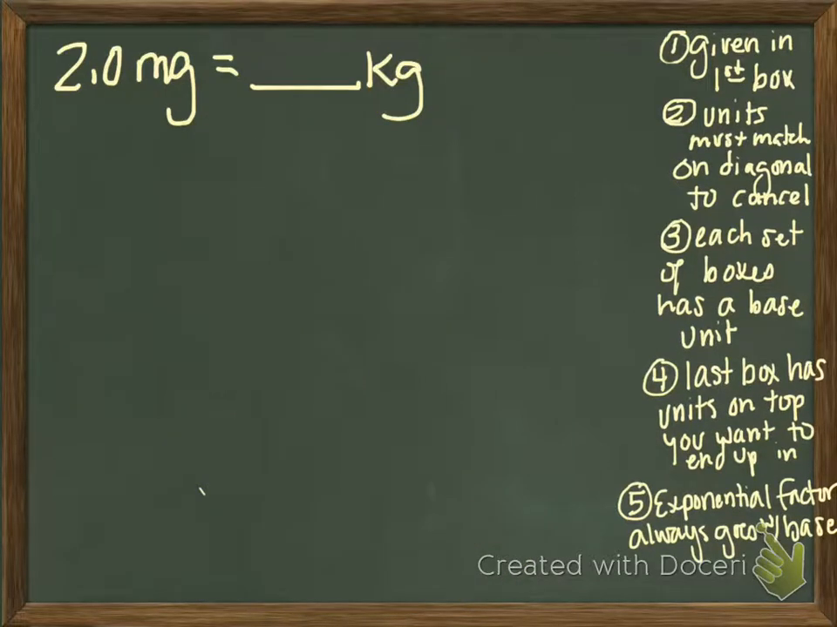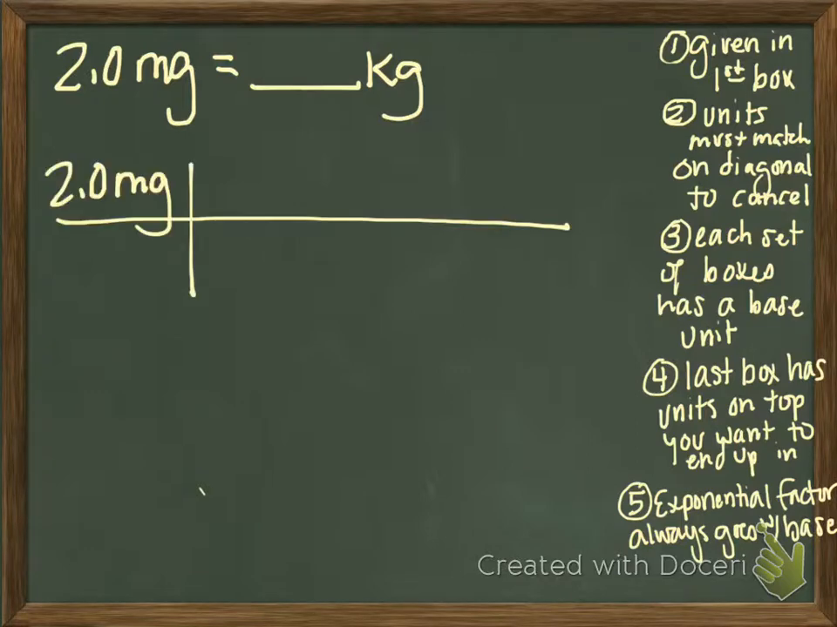All right, so here we're going from 2 milligrams, a very small unit, up to kilograms. What do we think our answer is going to look like? It's probably going to be a very tiny number. If you had 2 inches and wanted to know how many miles that was, you would expect to get a very tiny decimal number. Okay, let's start walking through our rules and walking through our factor label to see what kind of answer we get.